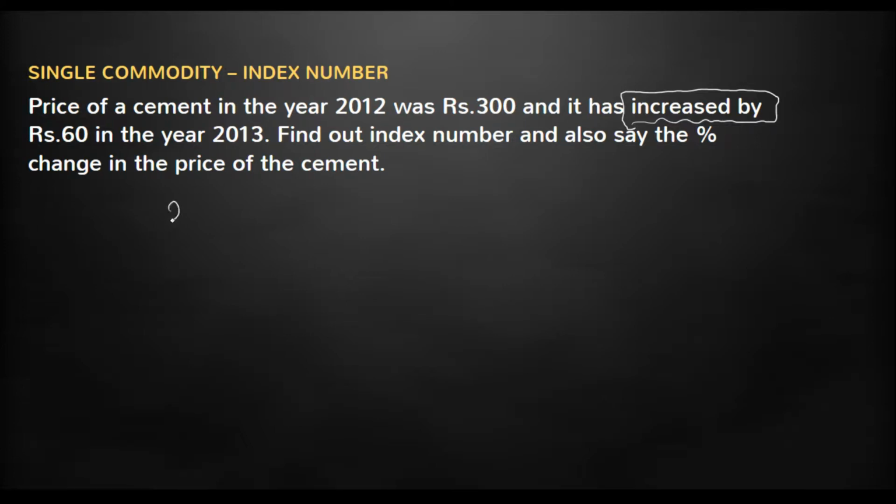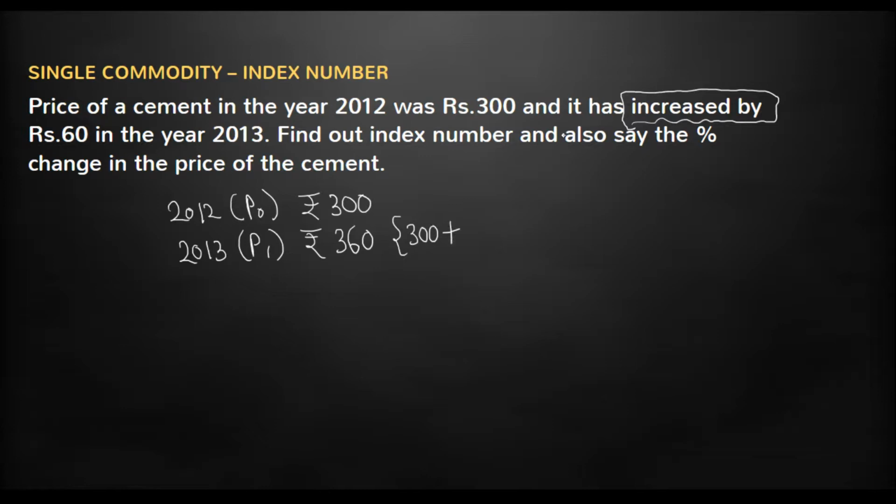Let us first write down the detail regarding price. 2012 will be the base year, so the price is P0 here and the price is rupees 300 here. 2013 is the current year, the price will be P1, but now the price will be 360. Why 360? Because the price was 300 in previous year and here it is written that it has increased by rupees 60. So 60 should be added to the 300 previous price and the new price will be 360. So it is a simple trick how you can find out the price.